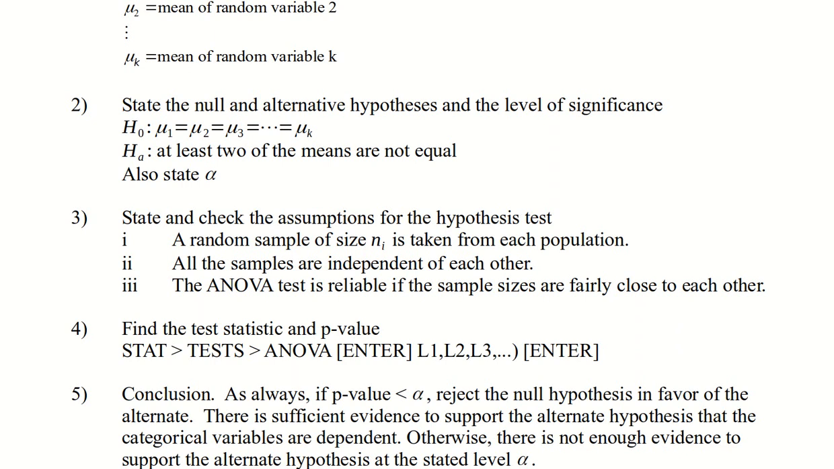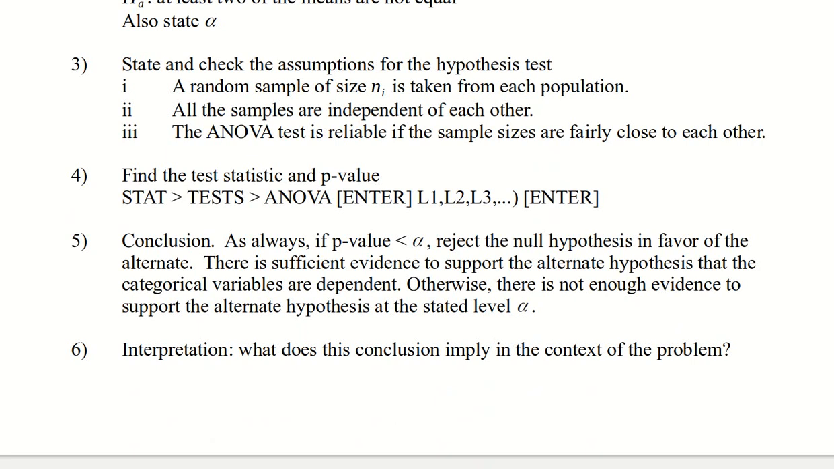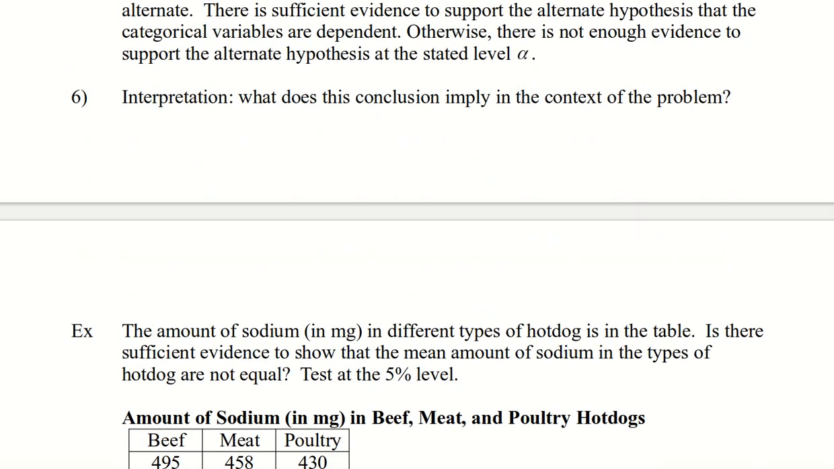The first thing that we're going to do is find the test statistic and the p-value. So we're going to go into statistics, then tests, then ANOVA tests, and we're going to put in our sets of data. We have to have at least 3 data sets for ANOVA to work, but we can have more. Our conclusion, as always, is if the p-value is less than alpha, we reject the null hypothesis in favor of the alternative. Otherwise, we say that there is not enough evidence to support the alternative hypothesis at the stated level of significance. And then, of course, we say that in plain English.